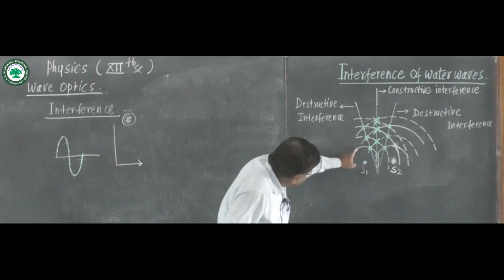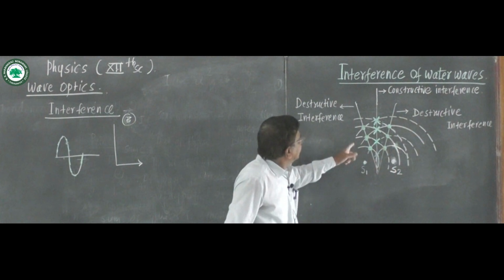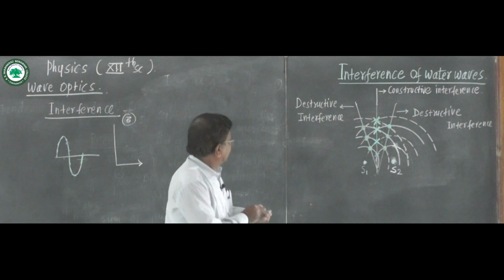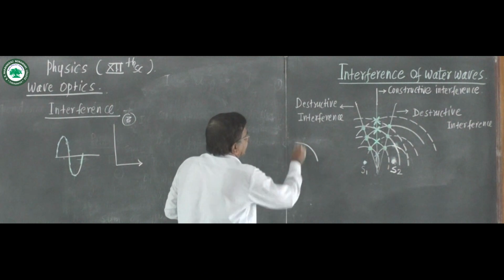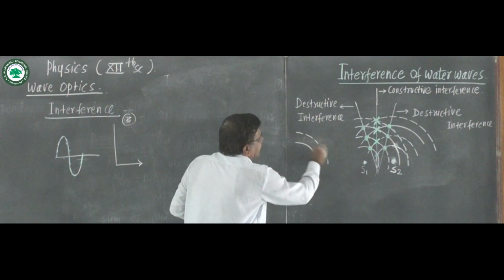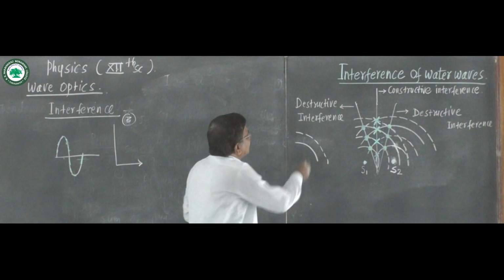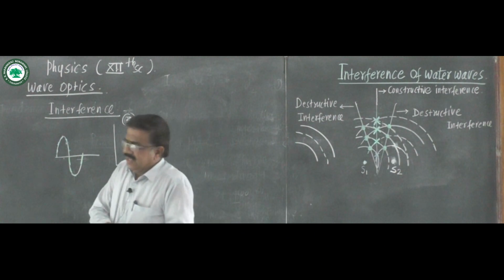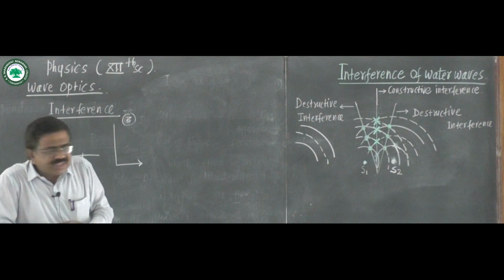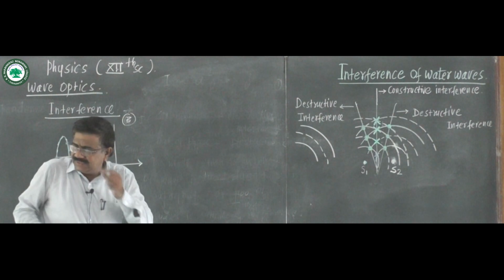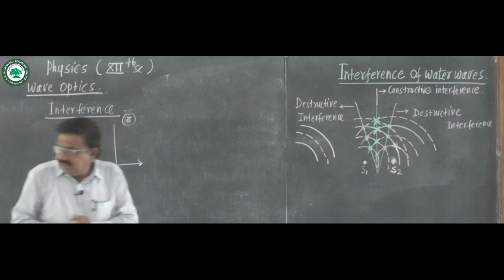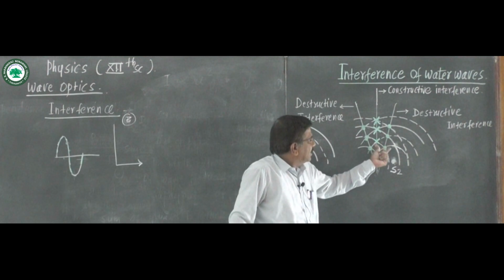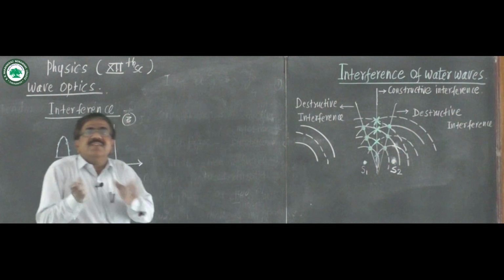This continuous arc represents crest and dotted arc represents trough, and in this way alternate crest and troughs are produced here. These waves have same amplitude and wavelength, and they are in phase with each other.